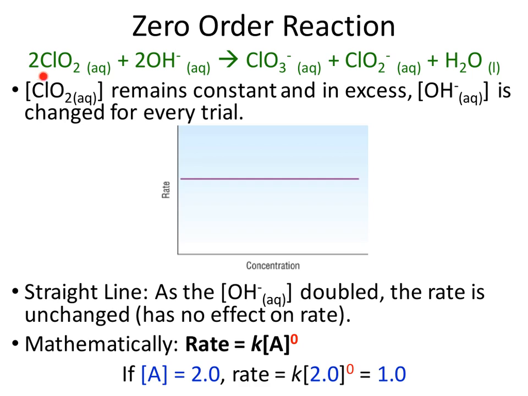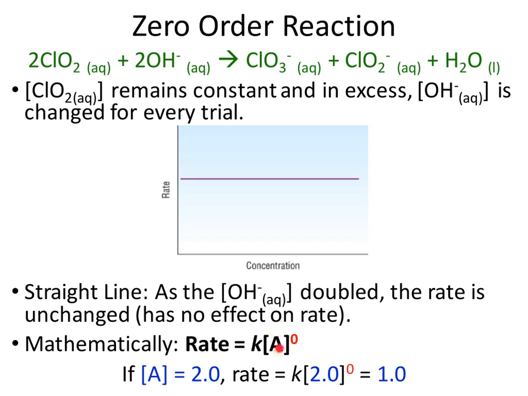What effect does this one have on the overall rate? So what we're going to do is keep this constant, the ClO2, and gradually change the concentration of OH minus and see what it does to the overall rate. Now, doing that, we get a straight line, meaning that no matter what we do to the initial concentration of OH minus, we won't have any change in the rate. Doubling it, no change. Tripling it, no change. Quadrupling it, no change.